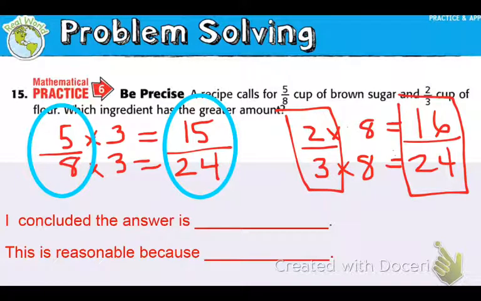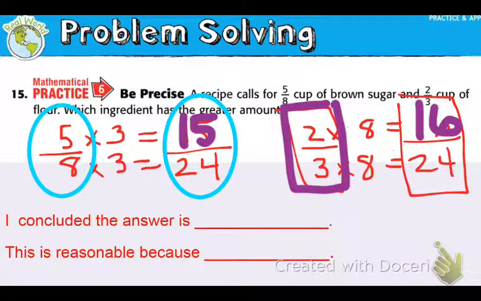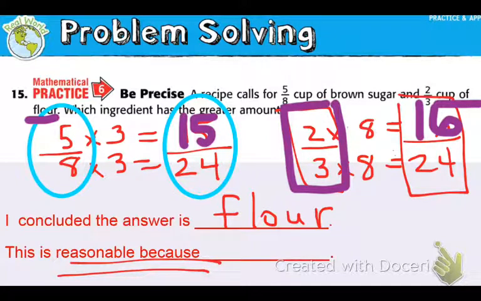Now step 3 is where I compare. Which one's bigger? Well, 16 out of 24 is larger than 15 out of 24. So 2/3 has the bigger value. So I know that 2/3 cup of flour is greater. I concluded the answer is flour is the ingredient you need more of. It's reasonable because 16 out of 24 is larger than 15 out of 24.